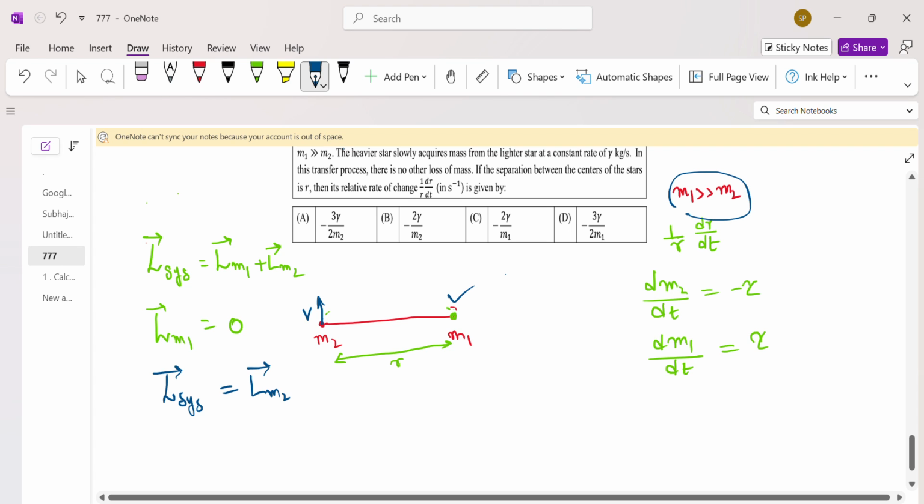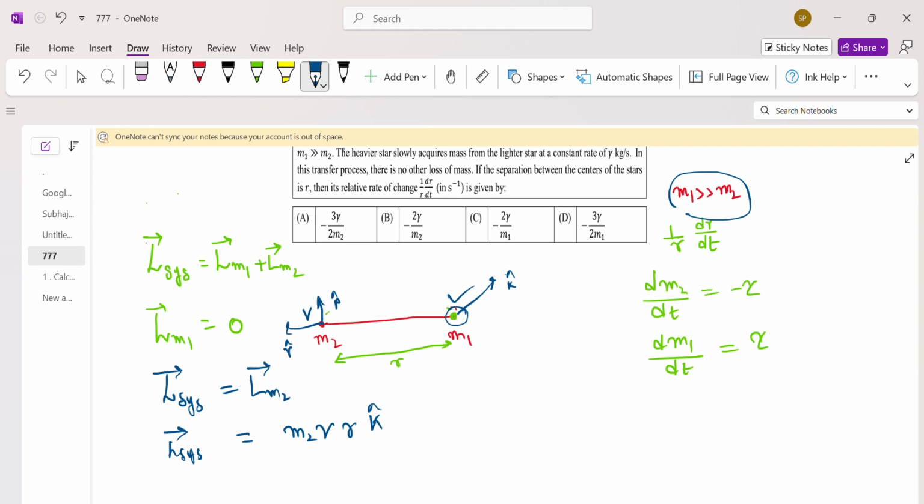So the angular momentum is going to be m2 v into the distance between the two, r. For the direction, let's say this direction is k cap, which is into the plane of this particular figure. It is r cross p, where r is the position vector and p is the momentum, and r cross p is into the plane, so this is k hat. This is the L system.